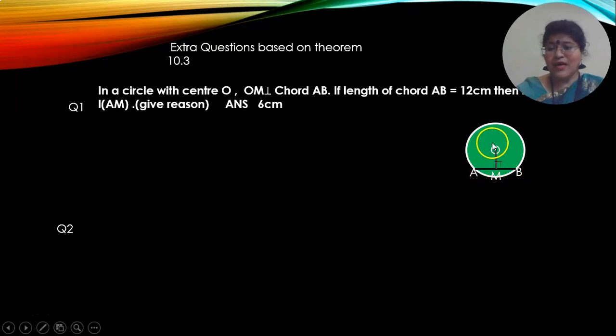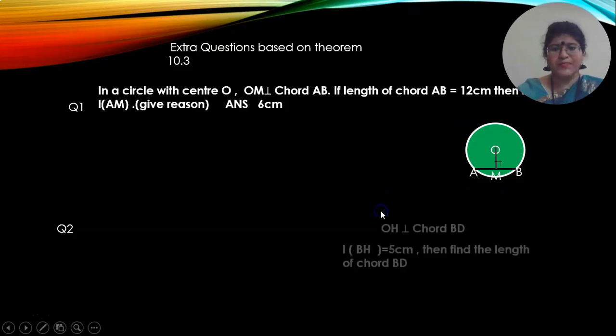Use the theorem. Any perpendicular which is drawn from the center of the circle to the chord, what does it do to the chord? It bisects the chord. So if this entire thing is 12, AM will be half of 12. So AM will be 6 and BM will be 6. And what is the reason? Reason is the statement of the theorem. That is, the perpendicular from the center of the circle to the chord bisects the chord.